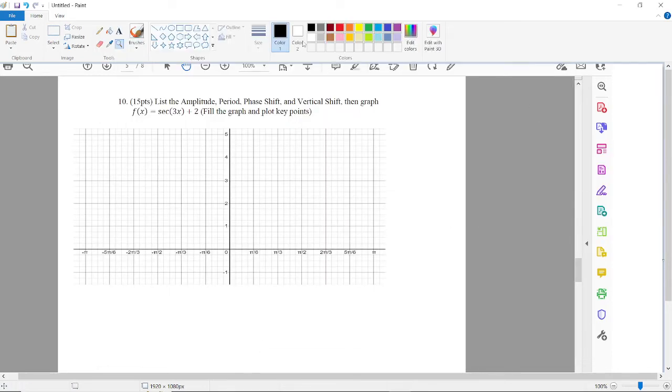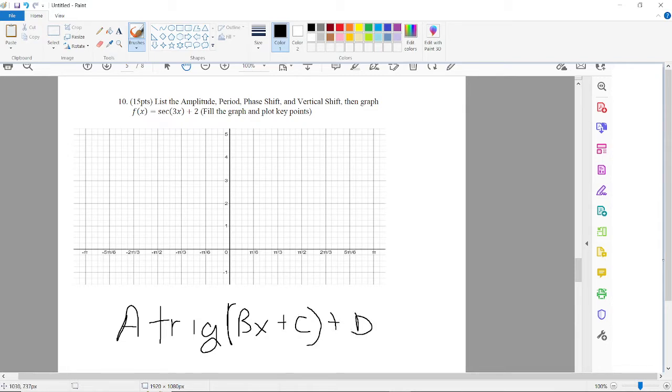This is question 10 on that midterm. It says list the amplitude, period, phase shift, and vertical shift, then graph this thing. Well, remember, it's amplitude, trig, whatever the function is, bx plus c, plus d. D is the vertical shift. The vertical shift here is 2.